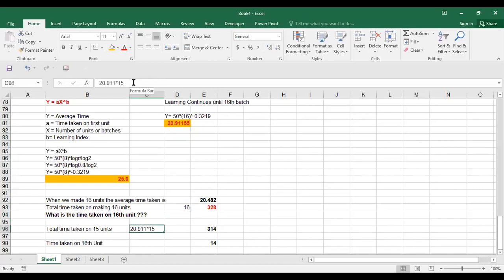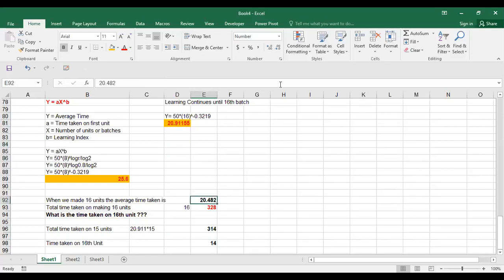So 20.91 into 15 is 314. It is giving you a time of about 14.05, or 14 hours. So the 16th unit is only taking 14 hours. Easy. Do you understand? Before, there was a little mistake because I used the same formula for both calculations. Understood, sir.